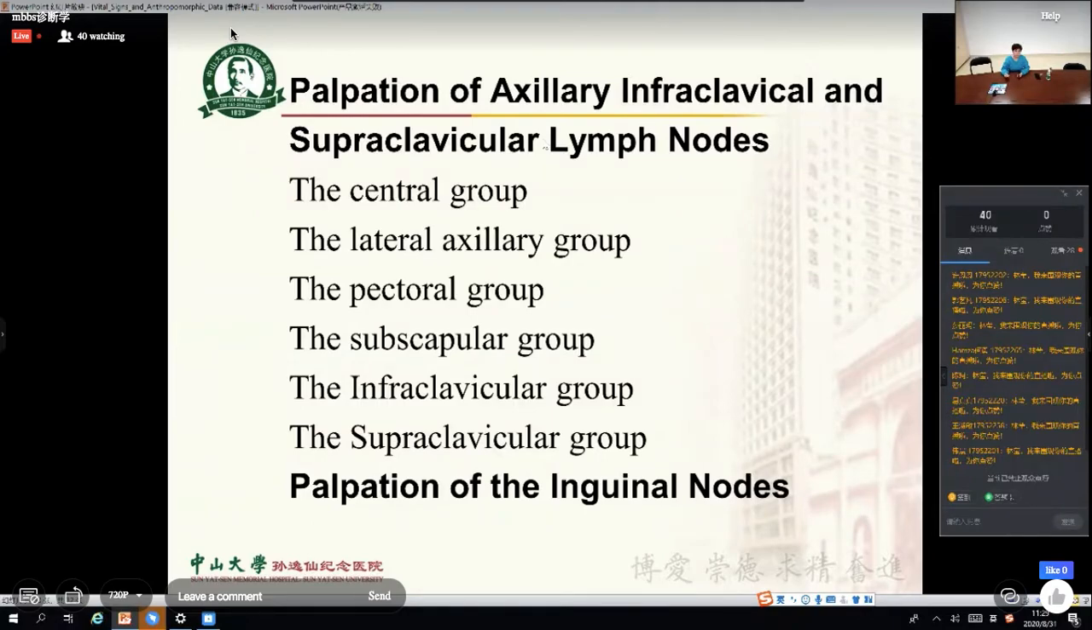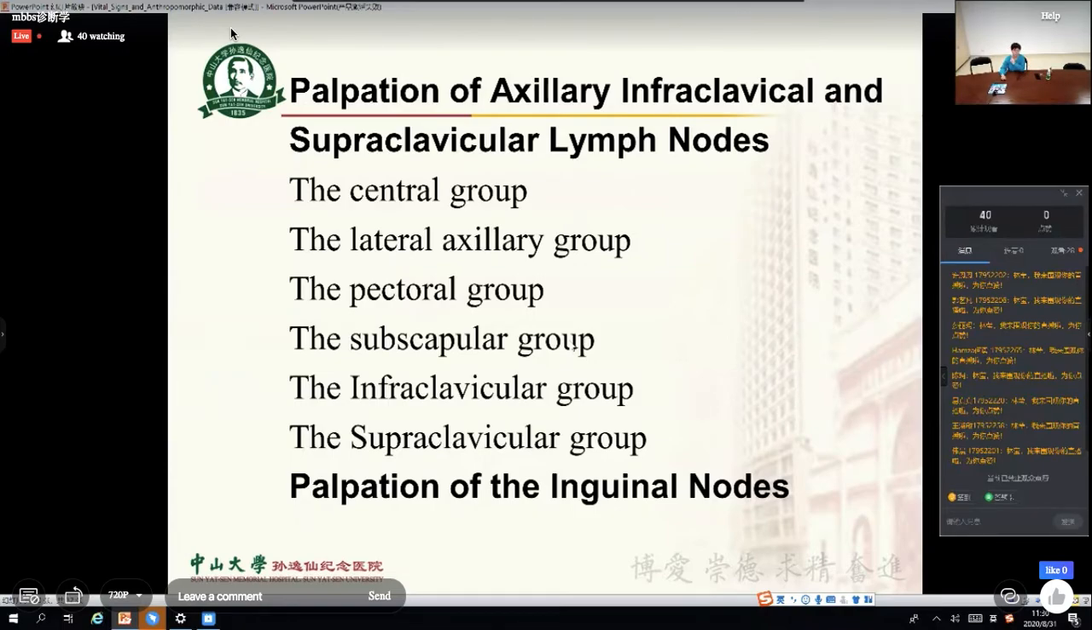We need to do the palpation of axillary, infraclavicular, and supraclavicular lymph nodes, besides the cervical lymph node examination. We also have the axillary region. In the axillary region, we have different groups: the central group, the lateral axillary group, the pectoral group, the subscapular group, and the infraclavicular group.